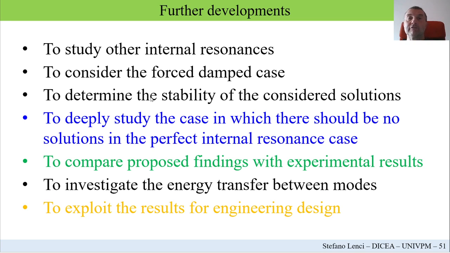As further developments, many are possible. I mentioned only the most important 3 from my point of view. First, to deeply study the case in which there should be no solution in the perfect internal resonance, I mean to prove it mathematically and rigorously that it is true. Second, to compare the proposed findings with experimental results. We compared only with numerical results, but we also need to compare with experimental results. And third, to exploit the results for engineering design. Thank you very much for your attention.